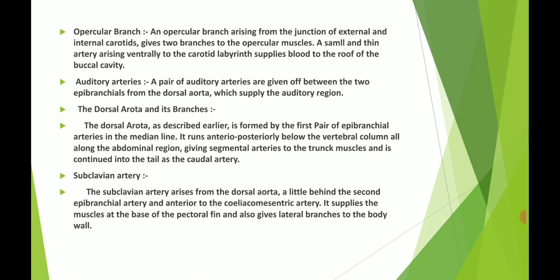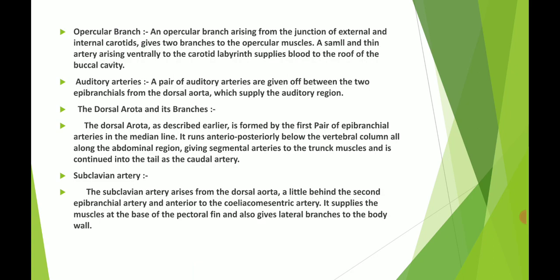Now, the dorsal aorta and its branches. The dorsal aorta, as described earlier, is formed by the first pair of epibranchial arteries in the median line. It runs anteroposteriorly below the vertebral column all along the abdominal region, giving segmental arteries to the trunk muscles, and continues into the tail as the caudal artery.